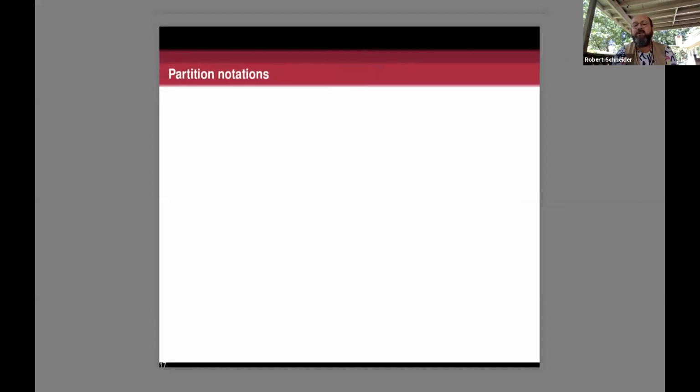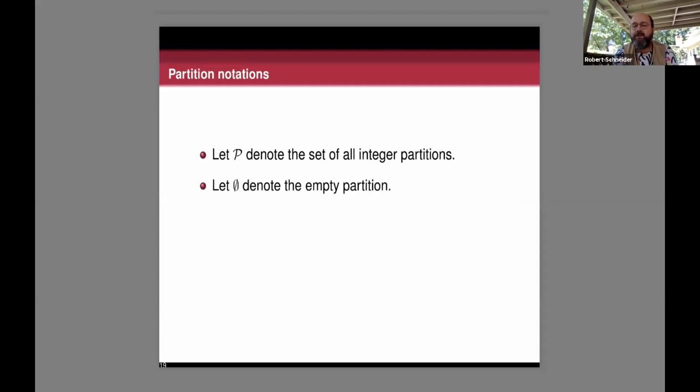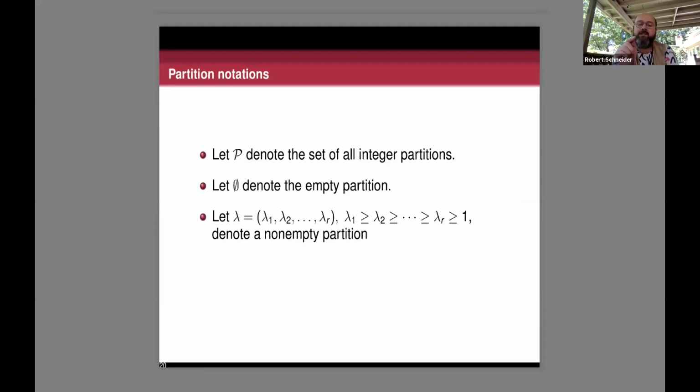Okay, so let's run through a few notations. Many of these Patrick gave in his previous excellent talk. Let 𝒫 be the partitions, that is, all ways to add numbers to get other numbers. We're going to let the empty set denote the empty partition, the partition with no parts. For the sake of this talk, we're going to write a partition this way. Lambda is the variable for a partition, and we see that the parts are in weakly decreasing order. For instance, here's one.